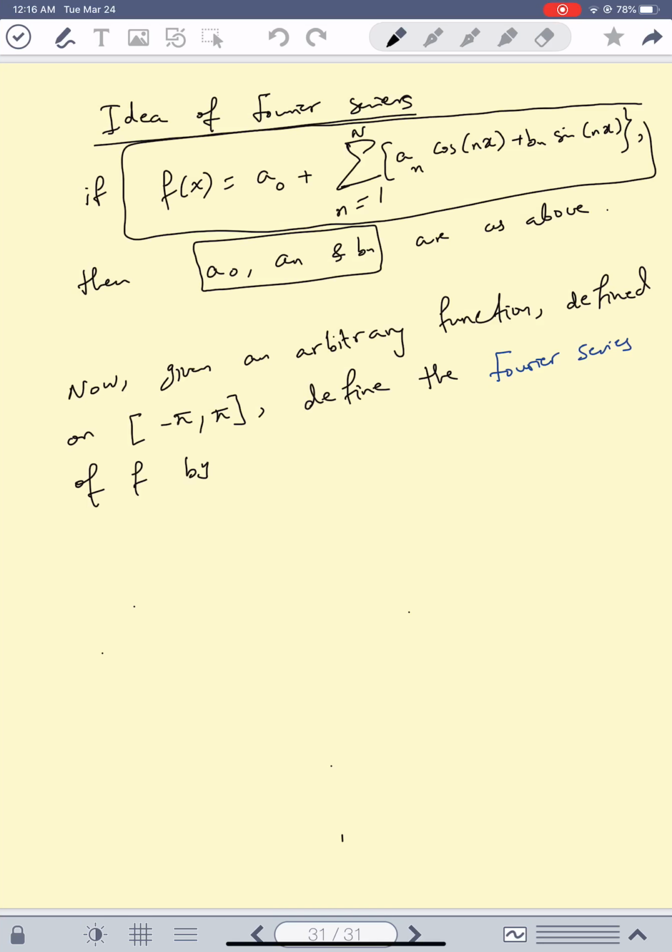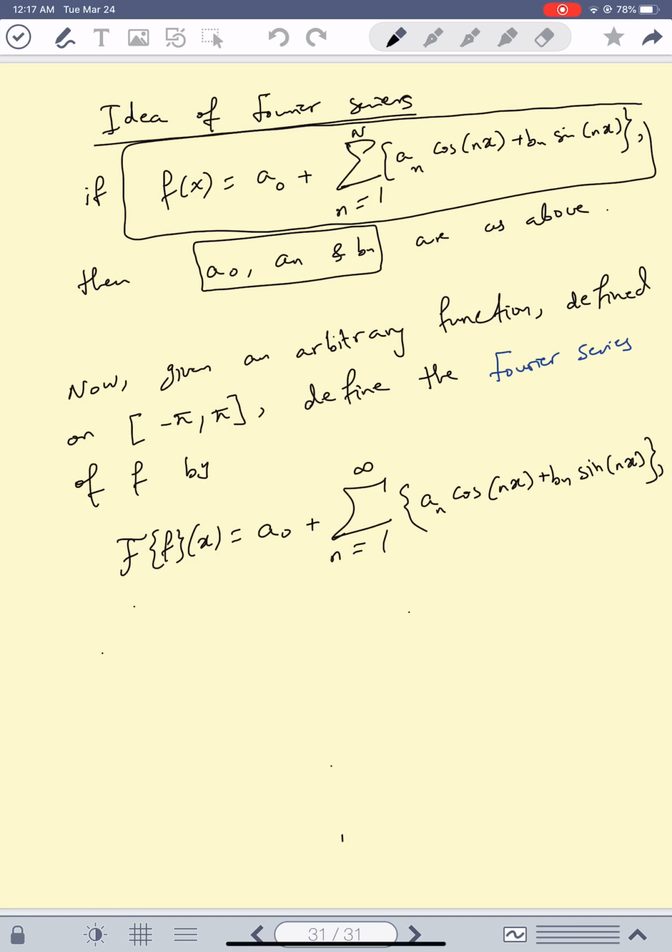but instead of taking it as a finite sum, we define it as, if we use this notation, the Fourier series of f will be a naught. The only difference from the trigonometric polynomial is the sum is extended to infinity. Okay, so this is the Fourier series for any function. The only difference again is this infinity. What is a naught? What's an? What's bn? So where a naught, an, bn are given as in the case of trigonometric polynomials. So we still have a naught, an, and bn following these formulas.